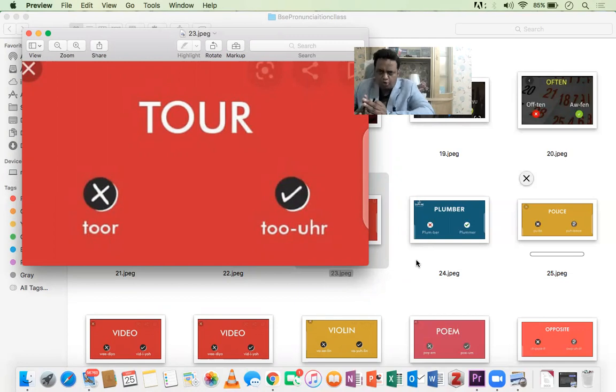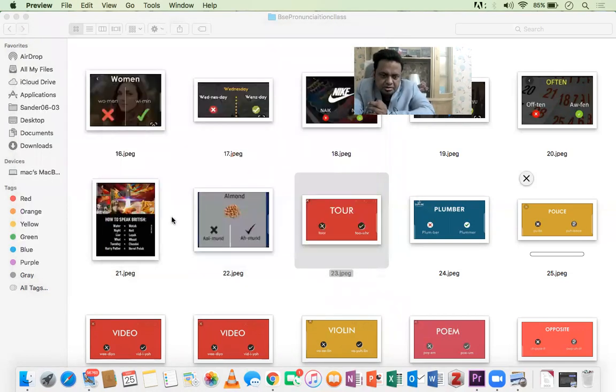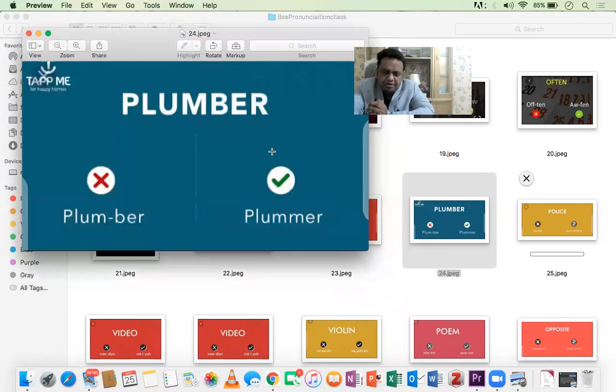Tour, tourism, tourist. Let's move to the next one: plumber. Normally we say plumber, the person who repairs or fixes bathrooms and kitchens.